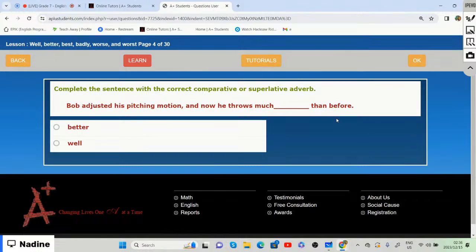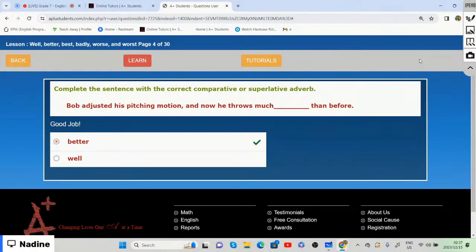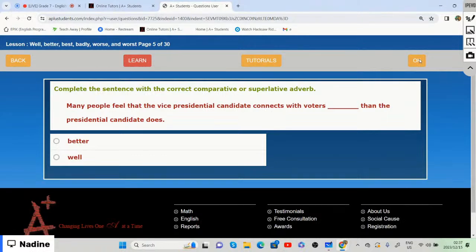And then Bob adjusted his pitching motion and now he throws much. Do we say much better than before or much well than before? So Bob adjusted his pitching motion and now he throws much better than before. So well done, better is correct.